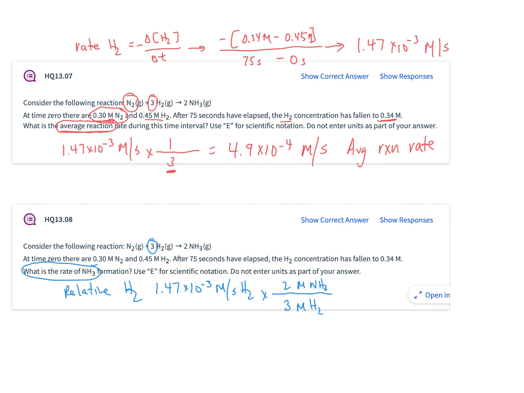So we multiply by 2/3, hydrogen cancels. And with respect to ammonia, we're going to see the relative rate with respect to ammonia, about 9.8 times 10 to the minus 4 molar per second for ammonia. So question 8 should be very similar to a lot of the questions or a few of the questions we did in class this week.